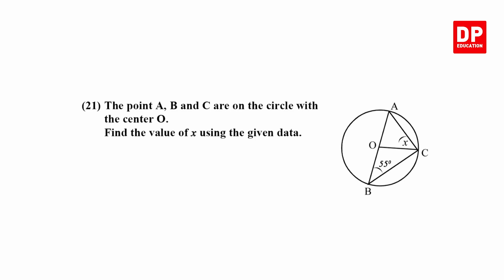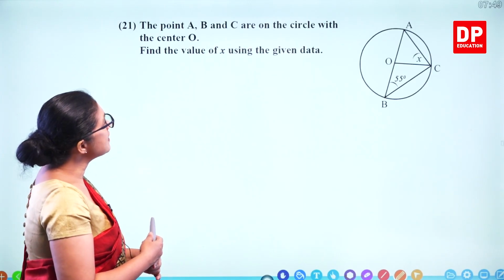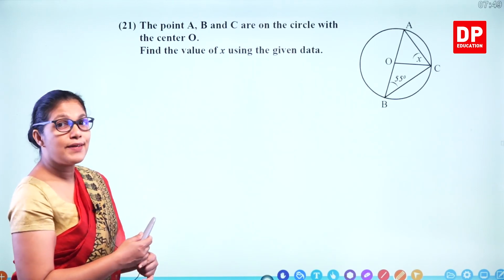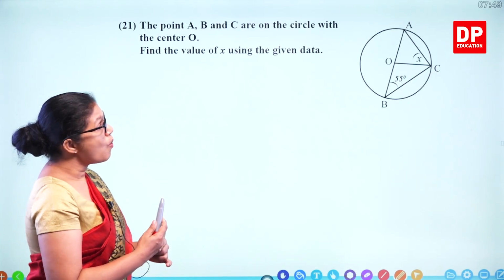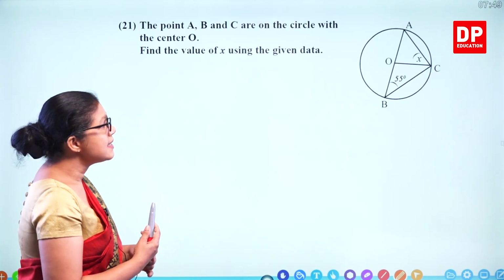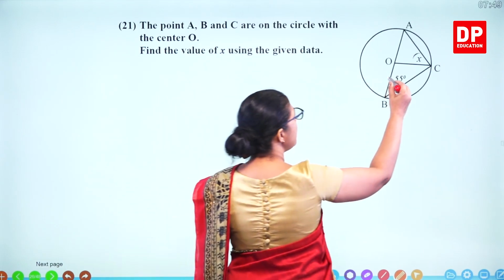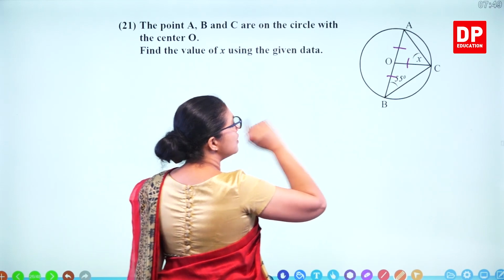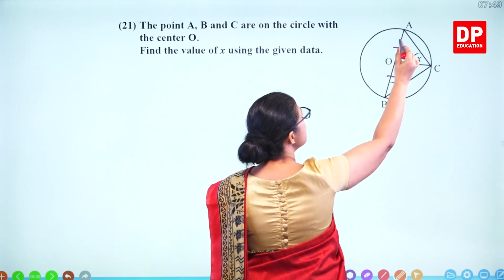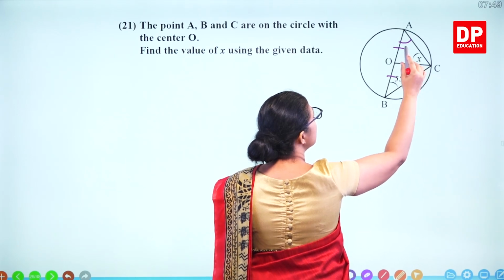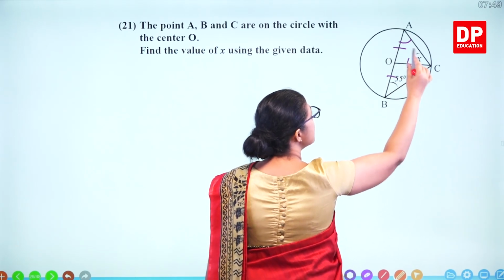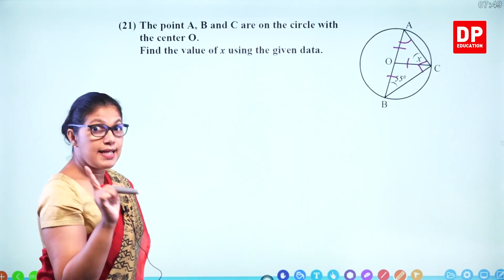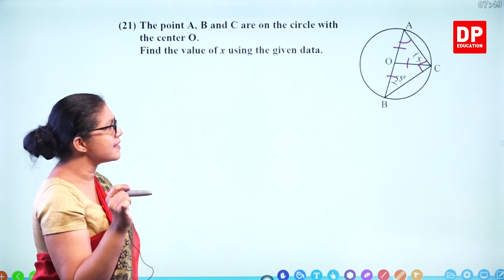Now do question number 21. The points A, B and C are on the circle with center O. Find the value of x using the given data. So here O is the center, so AB is the diameter, and these are radii, all equal. So if this is 55, what is this angle? This is 90 minus that, because this is a diameter. This angle is 90 degrees. Any semicircle angle is 90 degrees.